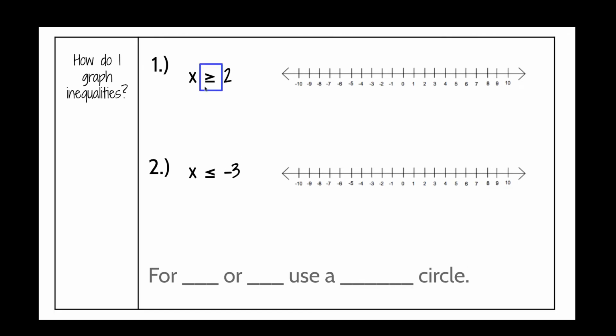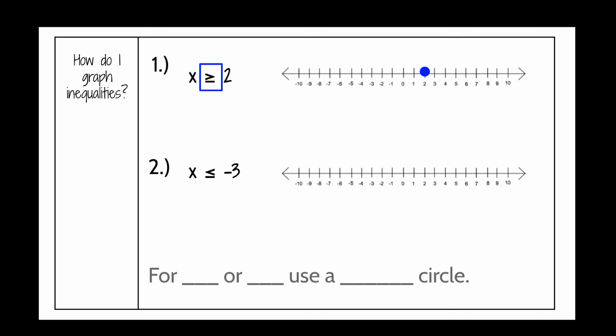x is greater than or equal to 2. So now any value we plug in for x can either be equal to 2 or greater than 2. Let's start by finding 2, that rational number, on the number line. Now we're saying any values we plug in for x could be greater than or equal to. So think about this number line.